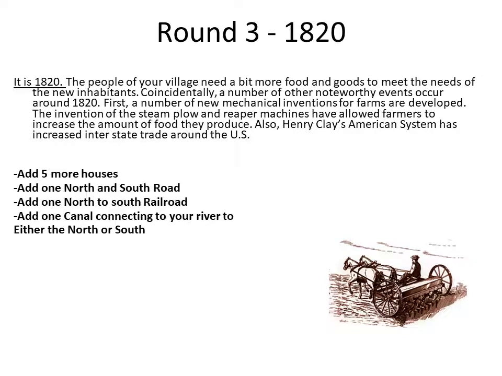All right, 20 years have passed, so it's 1820 now. That's how math works. The people of your village need a bit more food and goods to start meeting the needs of all the people that are moving there. Coincidentally, some crazy stuff is happening around this time. First, a number of new mechanical inventions for farms are developed. You got things like the steam plow, the mechanized thresher, things that help people make more food. Also, interstate trade starts getting bigger.